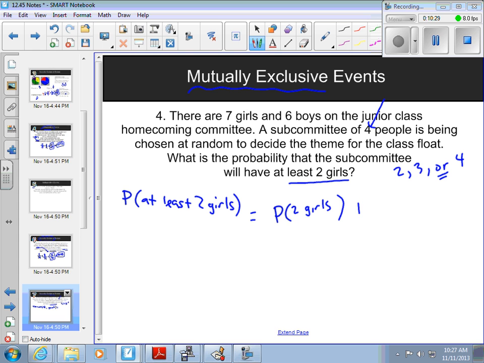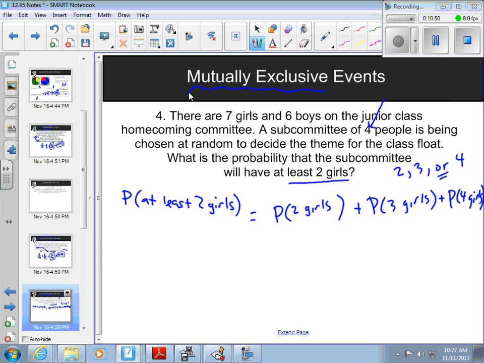What's the probability of there being 3 girls? And also, what is the probability of there being 4 girls? And we're going to have to add, when we're done, all these probabilities up because this is an or problem. All right. Well, there's something else that's kind of implied with this. 4 girls is the whole committee, so we don't really have to worry about this last one.